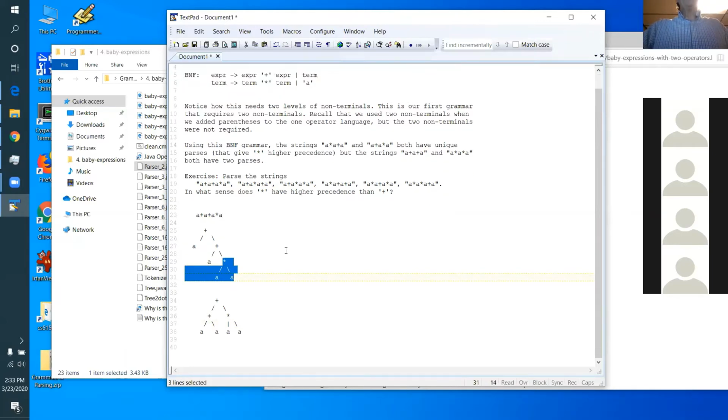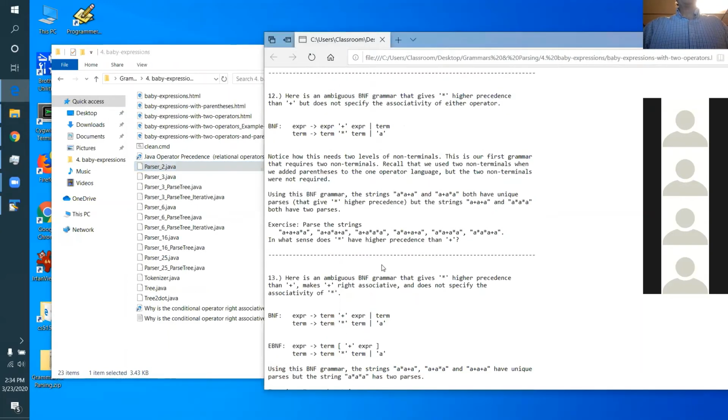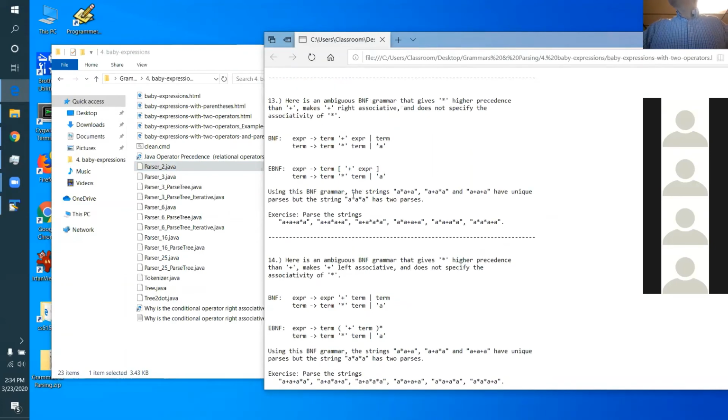Okay, all right, but this is ambiguous. So we want to do this in a better way. We really don't want to work with ambiguous grammars. So let's look at the next grammar. This one's still ambiguous. Here's another ambiguous grammar that gives, again, star gets higher precedence.